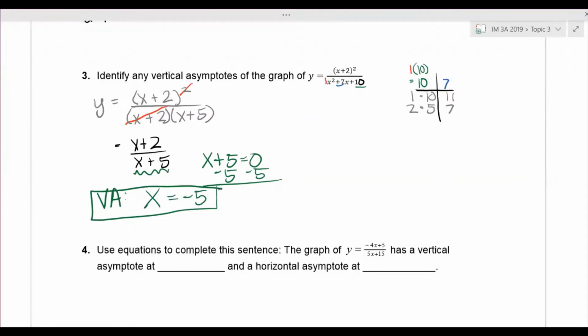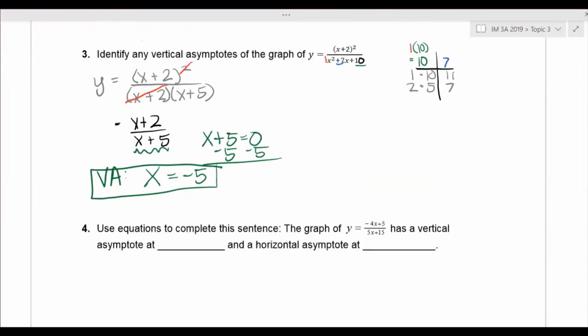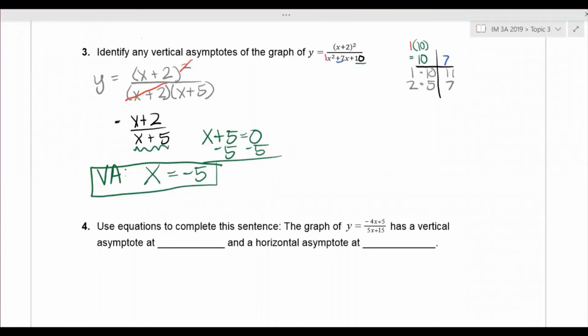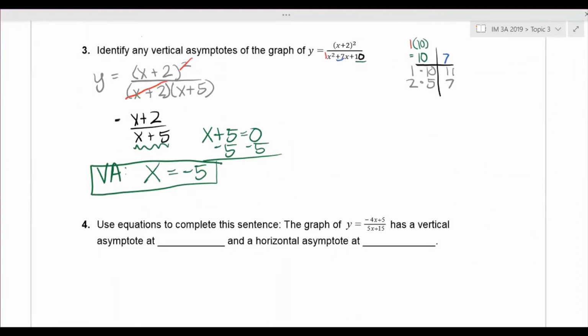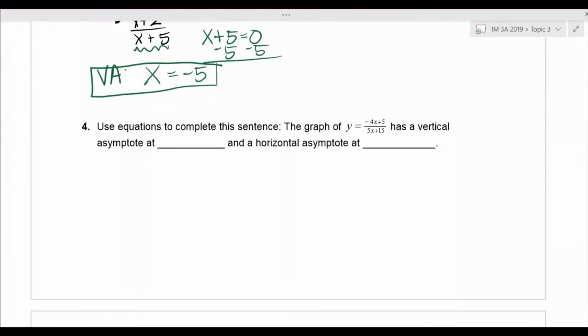Okay, so remember that when I cancel something, that creates a hole. So that means that this does not have a vertical asymptote at negative 2 where it canceled. Instead, it has a hole there. But since the question was only asking for vertical asymptotes, we're only identifying that x equals negative 5.